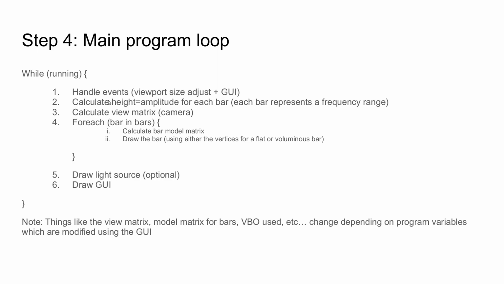I handle the events, then calculate the height, the amplitude for each bar, because I have my period at 2048 samples, and that works out to 512 different frequencies, but I might have like 10 bars, so I need to combine a bunch of those frequencies into bars. That's what this is. Then the view matrix for the camera. For each bar, calculate the model matrix and draw the bar. I'm not drawing the light source, I remove that, and then I draw the GUI.